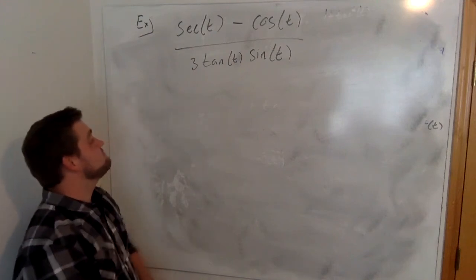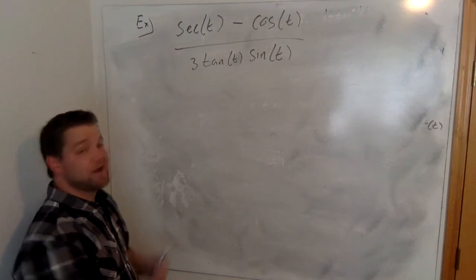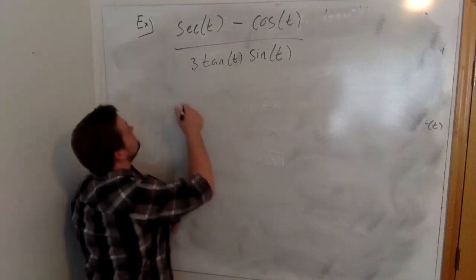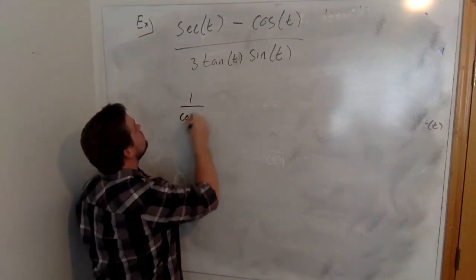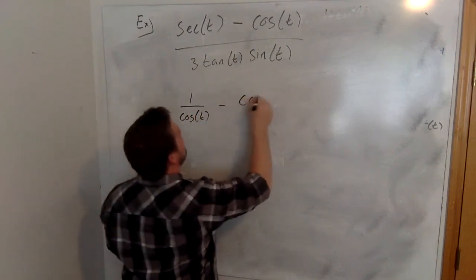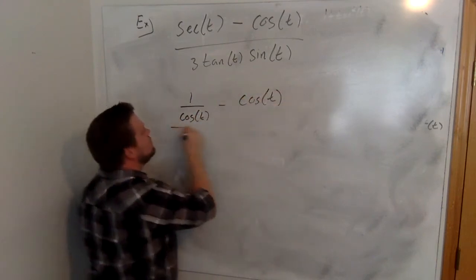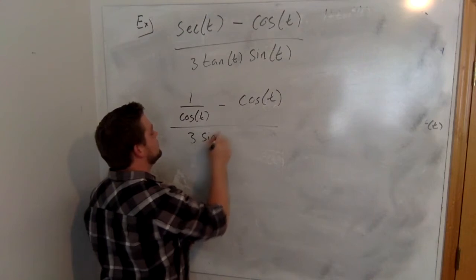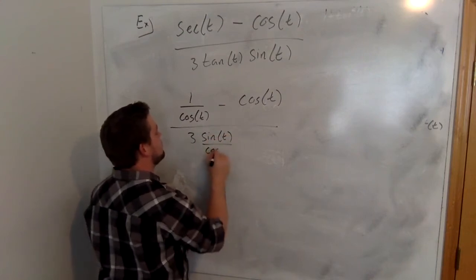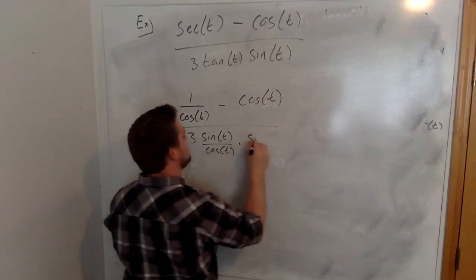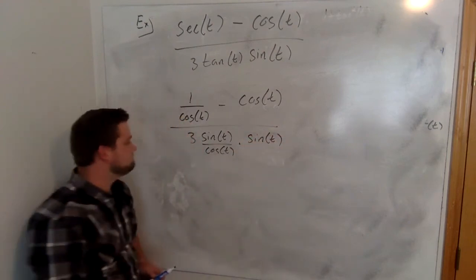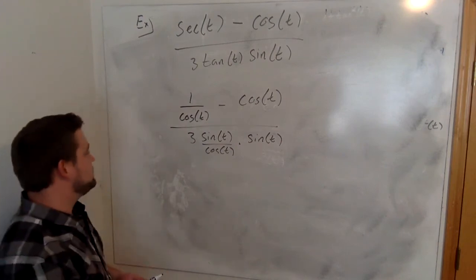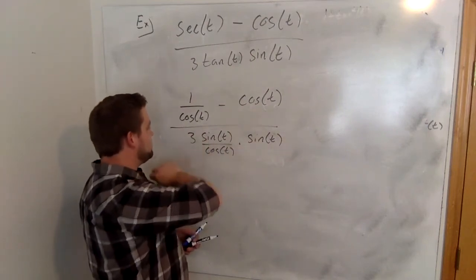Okay, let's go ahead and do it. For this one right here, it's screaming at me to write everything in terms of sines and cosines. So secant is the same thing as 1 over the cosine of t, minus the cosine of t, all over, what do we have here? This is the same thing as 3. Tangent is the same thing as sine of t all over cosine of t, times another sine of t. So there's a couple things we could do here. I guess we could clean up the bottom and we can flip and multiply.